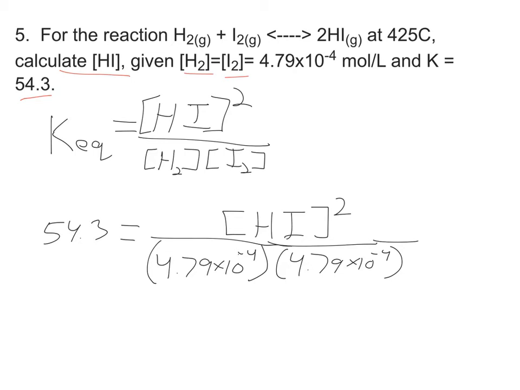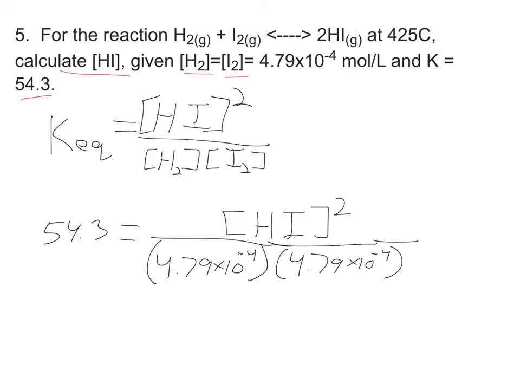It's 54.3. Again, a number that's much bigger than 1, so the forward reaction must be very fast. So I would expect the HI concentration to be larger than the H2 concentration or the I2 concentration, if that number is bigger than 1, which it is.